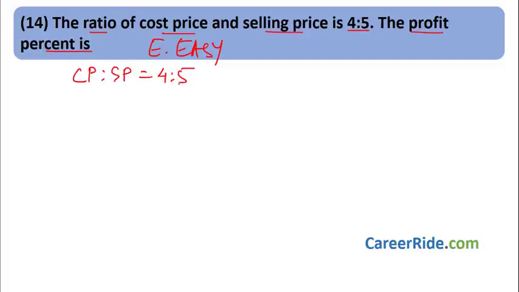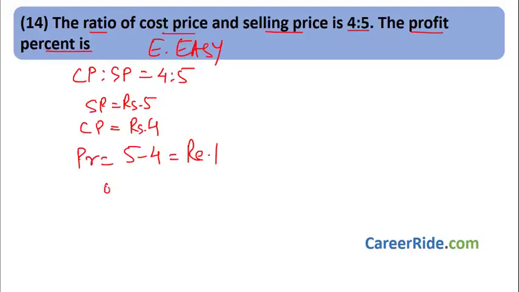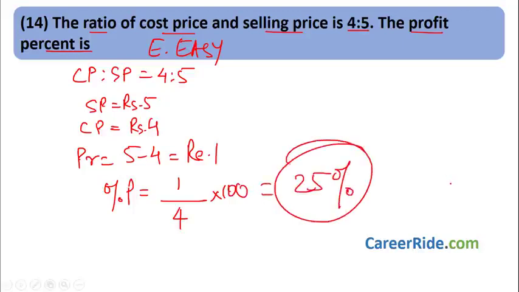That means that if the selling price is rupees 5, cost price is rupees 4. Okay, these are not actual values, we are assuming. If selling price is 5, cost price is 4, then what will be the profit? Selling price minus cost price is 5 minus 4 equal to rupee 1. Percentage profit is profit in rupees divided by cost price, that is 1 by 4 into 100, that would be 25%. This is the answer. Going to next question.